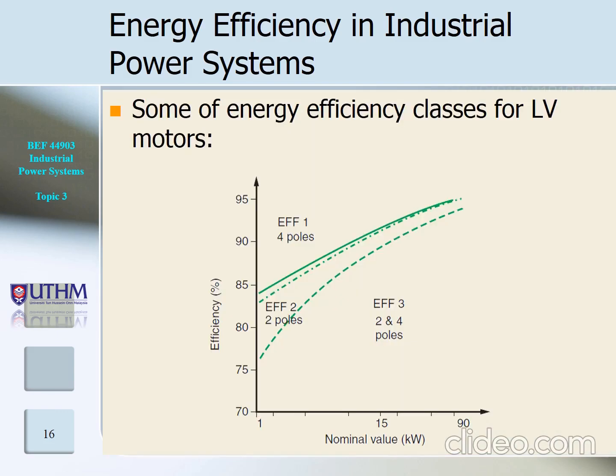This is some of the energy efficiency classes for LV motors. As we can see here, EFF1 4 poles. This is the graph. We can see that EFF1 4 poles has the highest efficiency compared to the others. We can see that from nominal values from 1 up to 90 kilowatt, it still has the highest efficiency here.